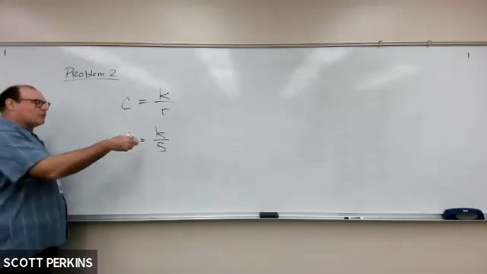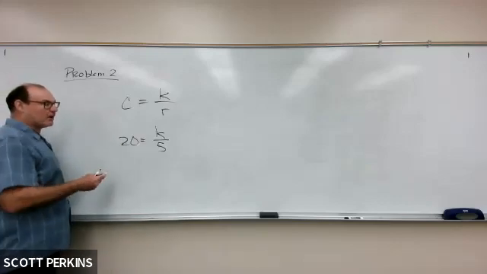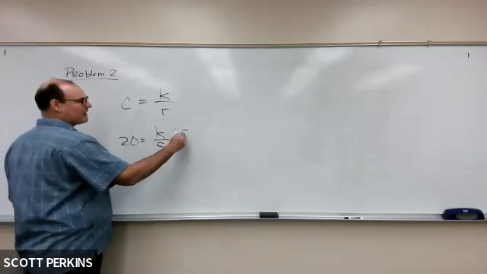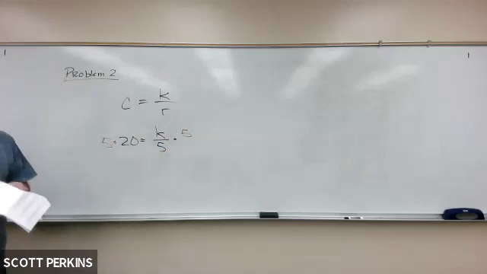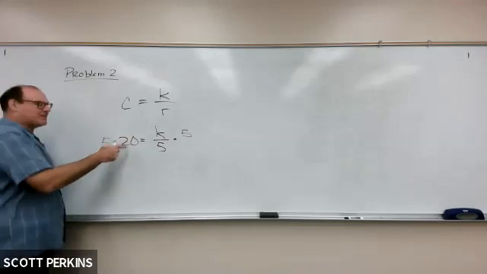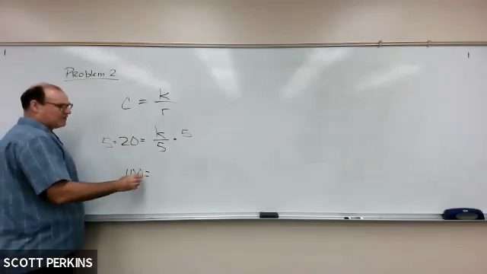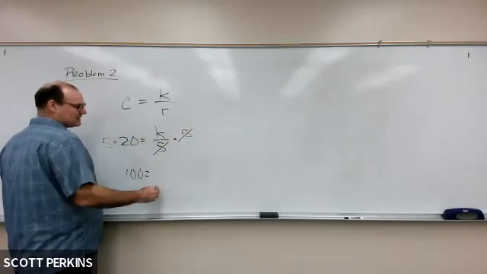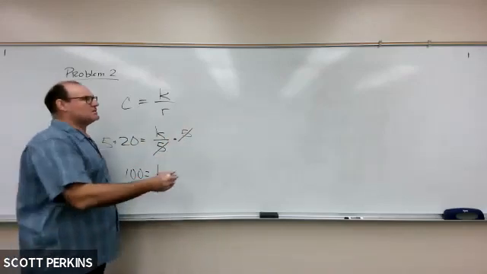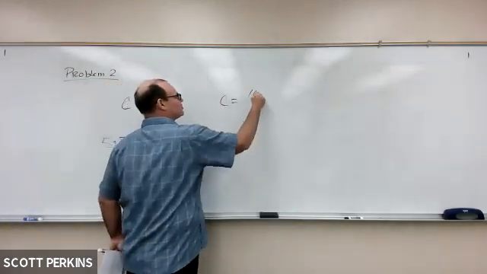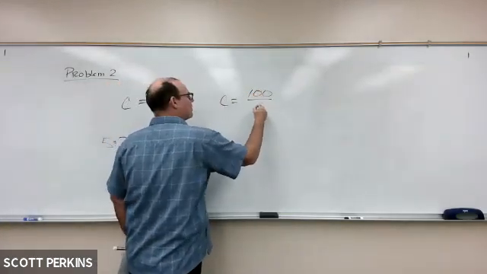It's a pretty relaxed rational equation as far as that. So I'm going to multiply both sides by the common denominator. So multiply both sides by 5. When I multiply the left side by 5, 5 times 20 is 100. When I multiply the right side by 5, the 5's cancel, and I have K. So the value of K is 100. So here's the equation that defines this relationship. C is equal to 100 over R.